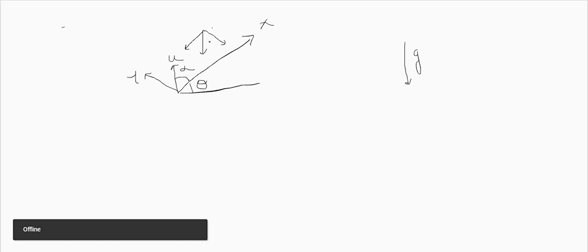So we can directly find this angle. If this is 90 minus theta, this is 90 minus theta, then this will be theta. So we know that this component will be g sine theta and this is g cos theta, in x direction and in y direction.